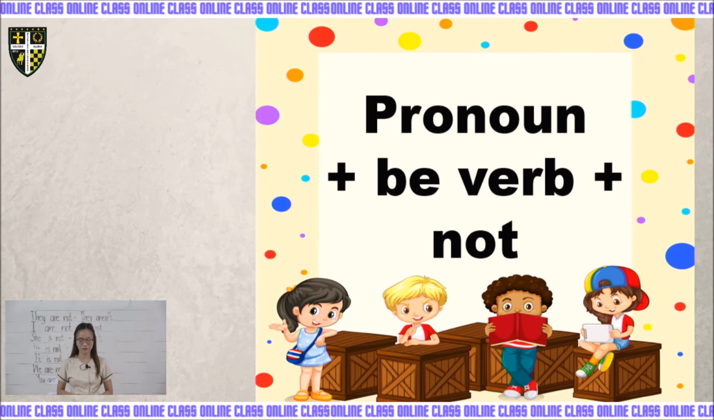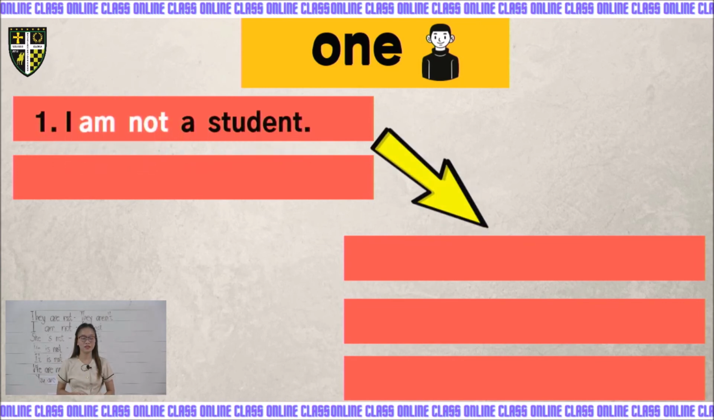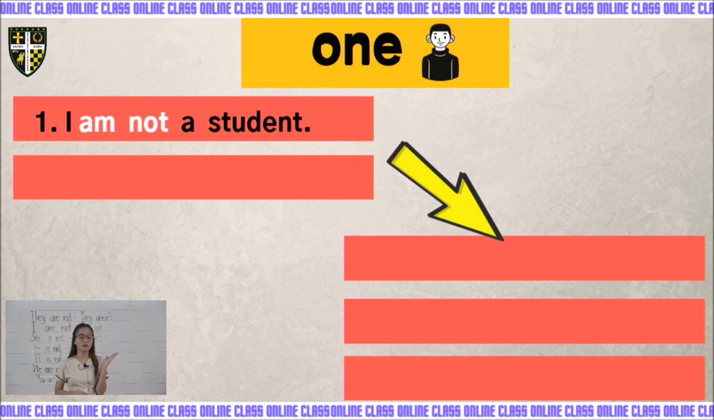Okay, let's start. Is the pronoun used for only one? Let's discuss. The first one is, I am not a student. The pronoun in this sentence is I. I, kids, is referring to only one. The be verb that we will use for this sentence is am.